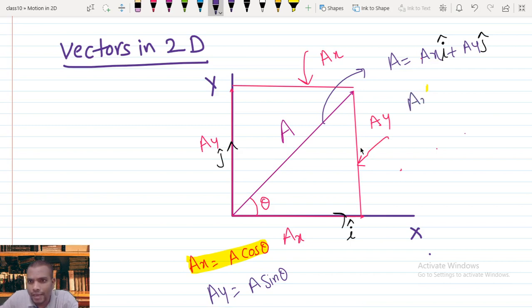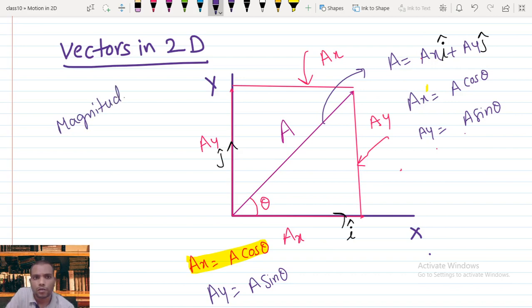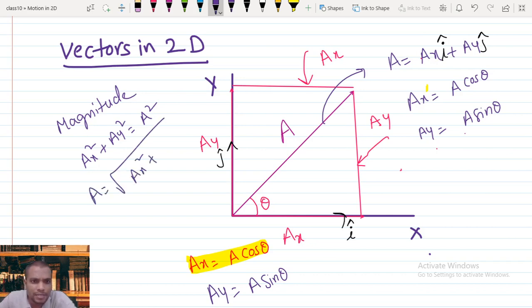So what is the value of AX? AX equals A cos theta and AY equals A sin theta. And the direction is along the theta direction. To find the magnitude of vector A, we get a simple formula, AX square plus AY square. Just like the Pythagoras theorem, AX square plus AY square equals A square. Pythagoras theorem or triangle law, both are the same. So the magnitude of A equals the square root of AX square plus AY square. This equation gives the magnitude of the vector.